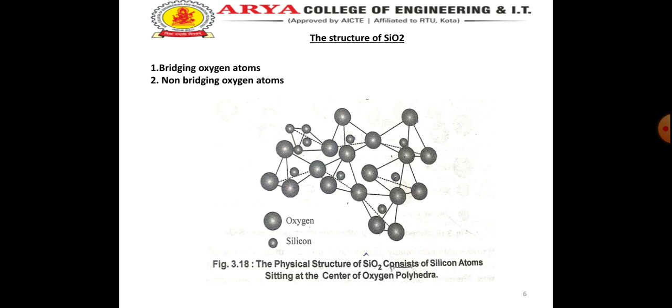In fused silica, there are two kinds of oxygen atoms: bridging oxygen atoms and non-bridging oxygen atoms. Bridging oxygen atoms are bonded to two silicon atoms, whereas non-bridging oxygen atoms are those which are bonded to only one silicon atom. So this is the structure of SiO2 given in the figure. We have oxygen and silicon atoms. The physical structure of SiO2 consists of silicon atoms sitting at the center of oxygen polyhedra. So this is all about the structure of SiO2.